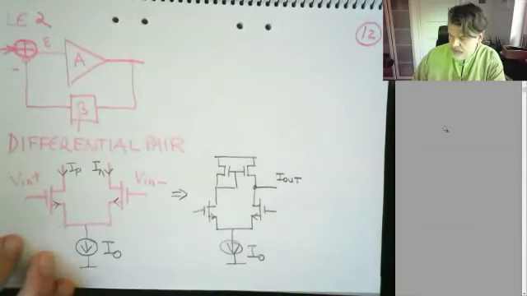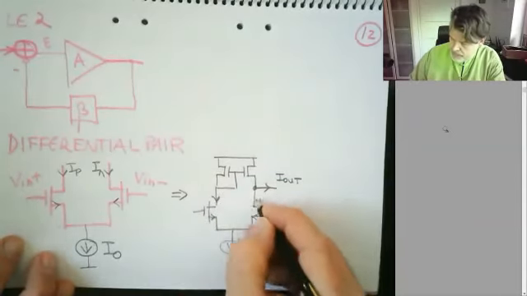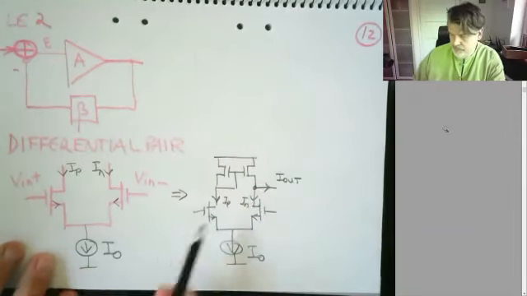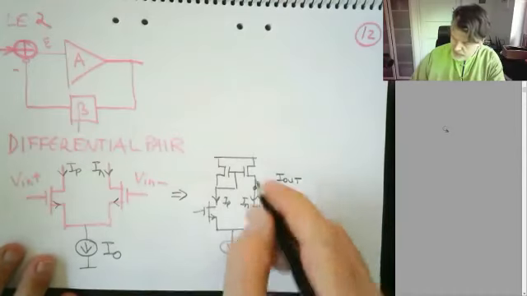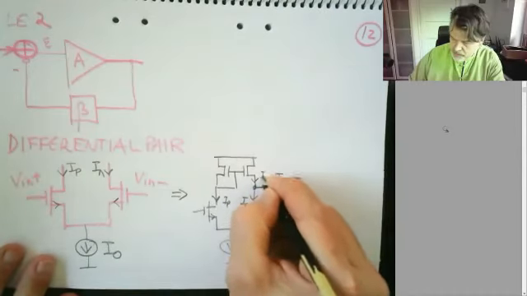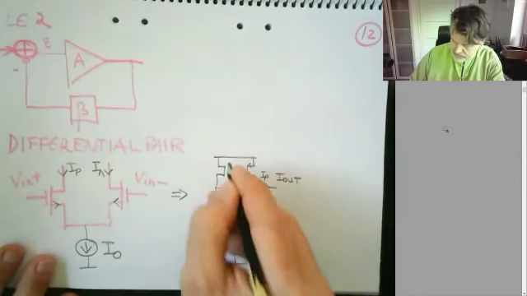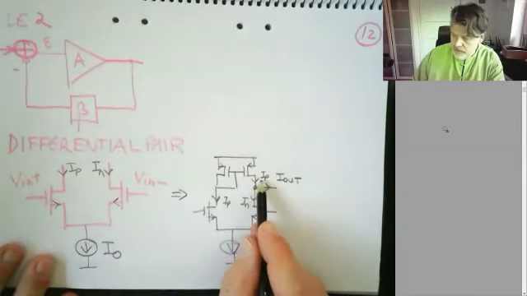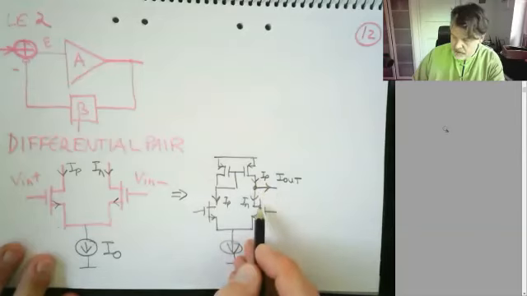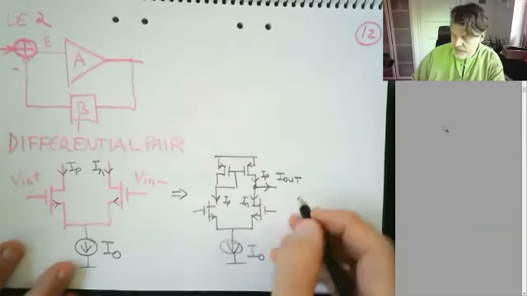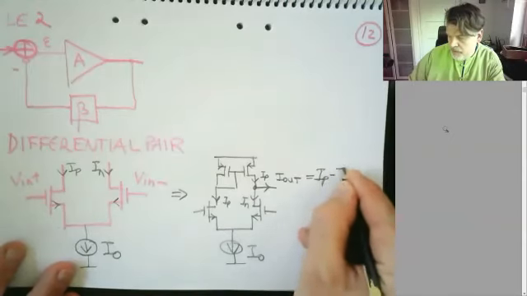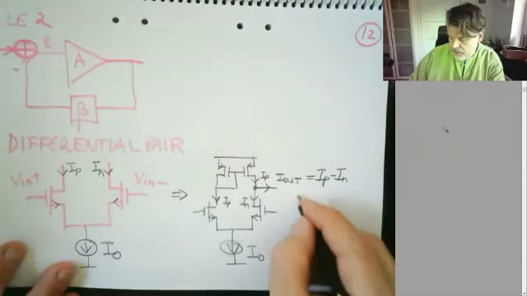So here is the nice feature. If I have IP and IN here, the current mirror will do its job. So it will make sure we have IP here due to the mirror ratio. And if I have IP coming here and IN being pulled here, we can see that according to Kirchhoff's law, this is IP minus IN. So I get the difference operation.